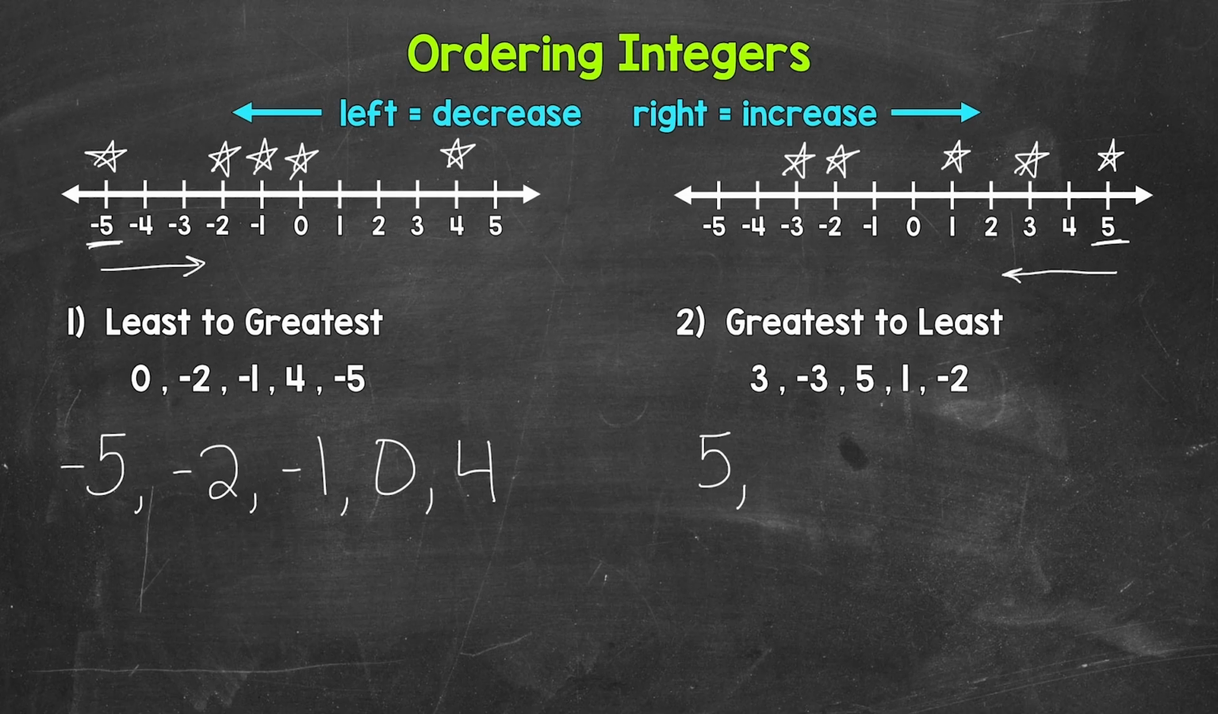We decrease in value as we move left, so we are going from greatest to least. Next is 3. Then we have 1, then -2, and then lastly, the least here, -3. And now we are in order from greatest to least. 5, 3, 1, -2, and -3. Let's move on to numbers 3 and 4.